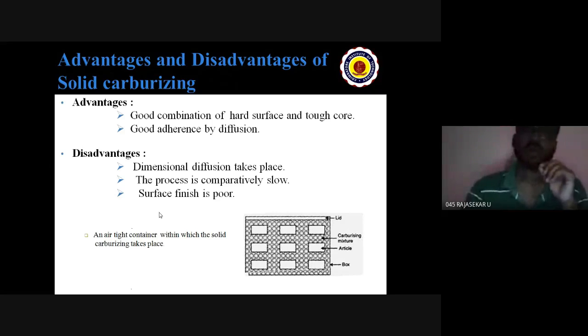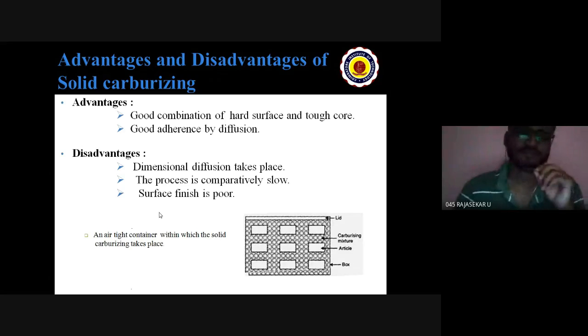As we said, for 1.5 mm thickness, we need to carry out the process for about 10 hours, and the surface finish is poor. As I said before, controlling the thickness of the hard layer to be formed is a tedious, difficult process. This is nothing but the container within which we'll be doing the solid carburizing process.